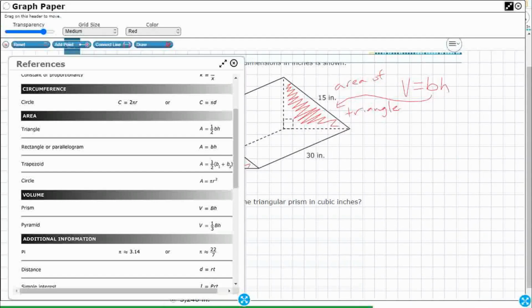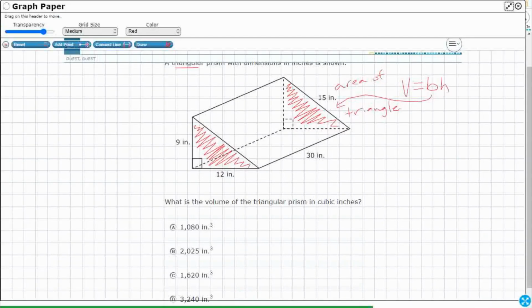Okay, so I'm going to substitute this base with volume equals 1/2 base times height. That's what this base is right here. Let's bring that in. And then I've got another height out there. So that's where it gets kind of confusing, okay? So let's deal with this base first. We'll deal with that height in just a moment. So let's look at this base.